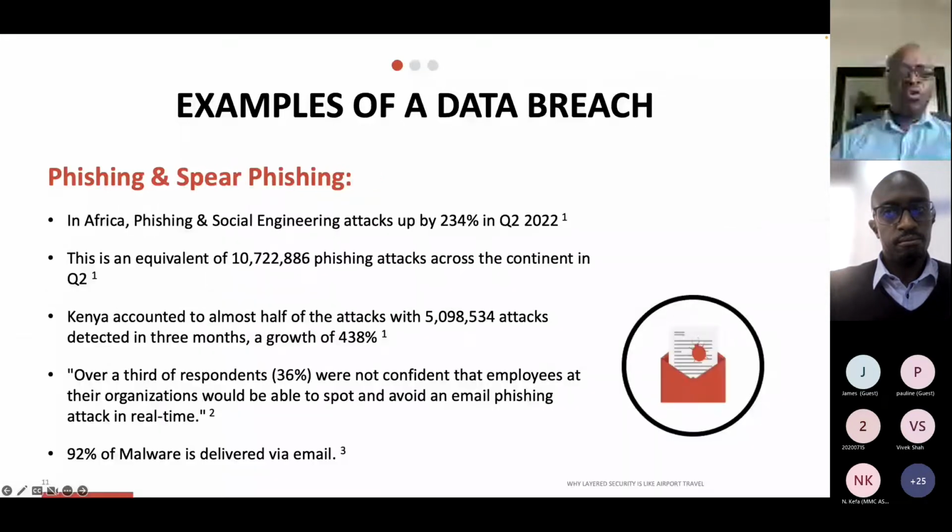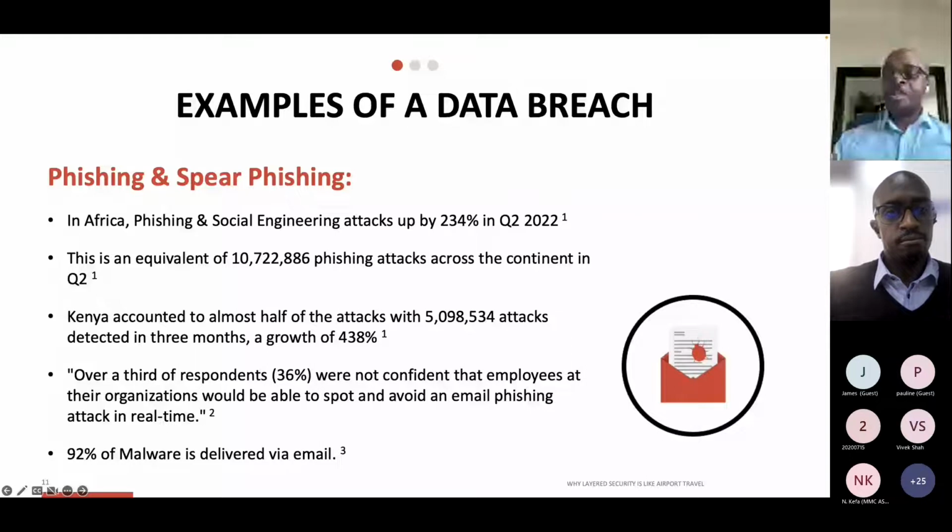So just to expound more on phishing and spear phishing, according to Kaspersky, attacks related to data loss such as phishing and social engineering have skyrocketed in Africa in Q2. In fact, in Q2 2022, growing by 234% in comparison with the previous quarter. So that basically means in the second quarter of 2022, phishing attacks grew by 234%, higher than the previous quarter, Q1 of this year.